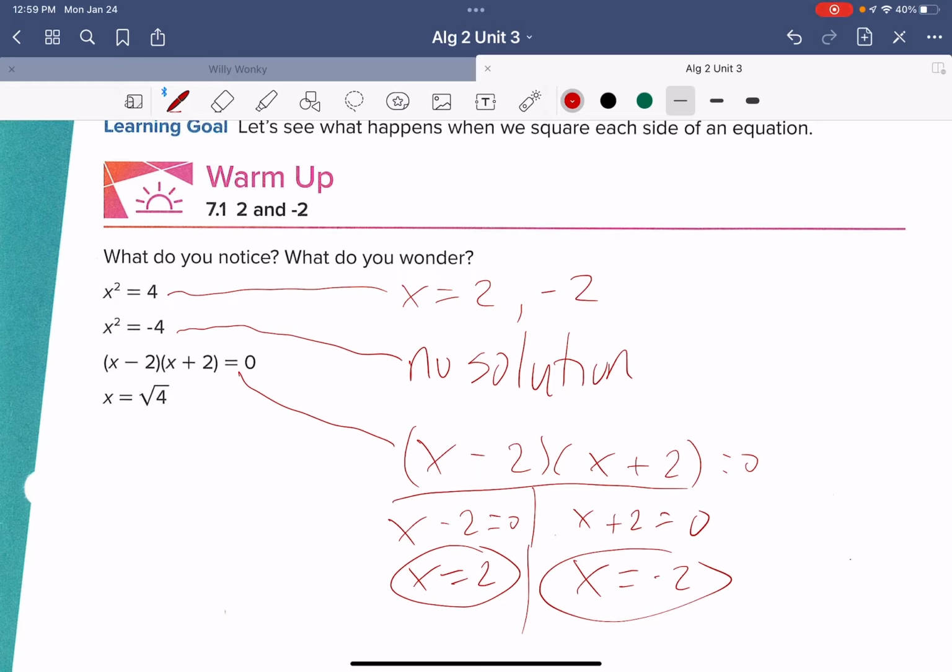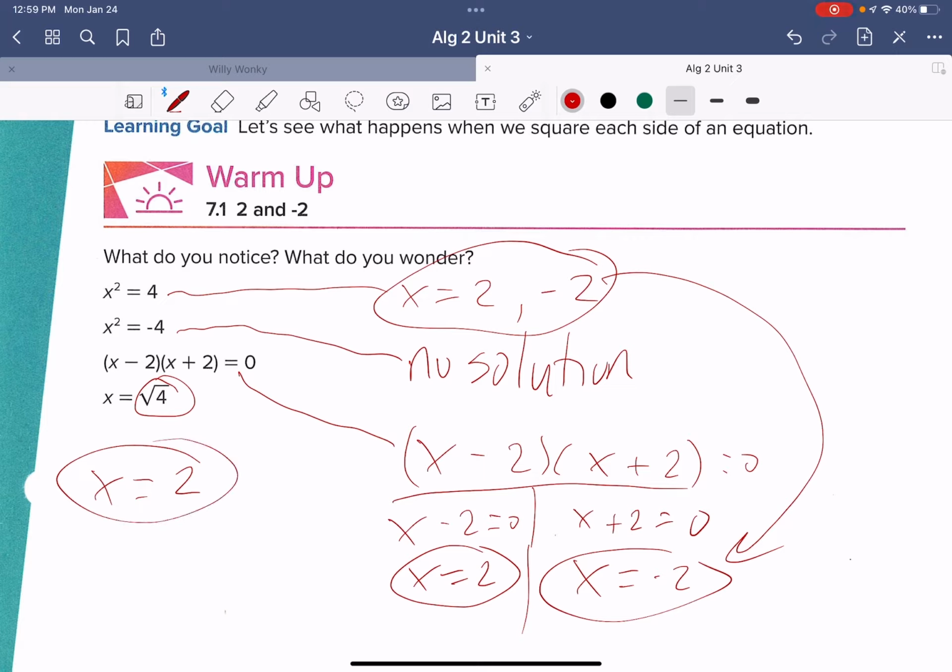So I guess that's kind of the why would the first equation and the third equation essentially have the same answers. And the square root is just one answer. X is 2. And that has to do with the shape of the graph.